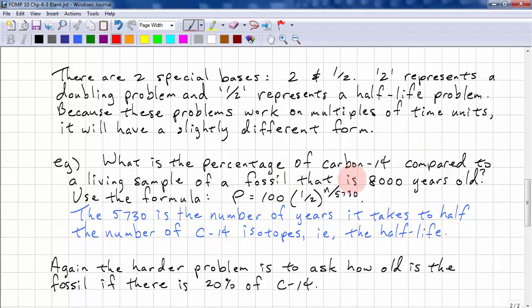So, what is the percentage of carbon-14 compared to a living sample of a fossil that is 8,000 years old? And we use the formula P equals 100% times 1/2 raised to the power of n divided by 5,730. Just to clear up your understanding, the 5,730 is the number of years it takes to halve the number of carbon-14 isotopes, i.e. the half-life.